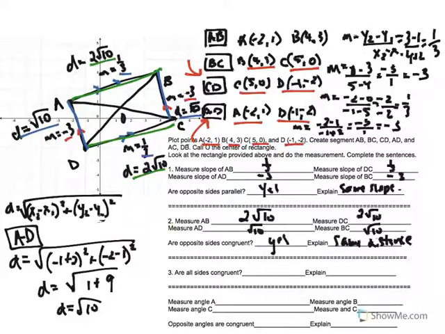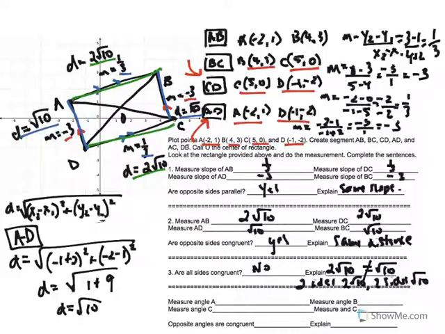Are all sides congruent? No, because 2 square root of 10 does not equal the square root of 10. And we have two sides at 2 square root of 10 and two sides at square root of 10.